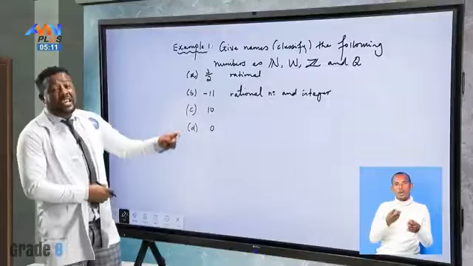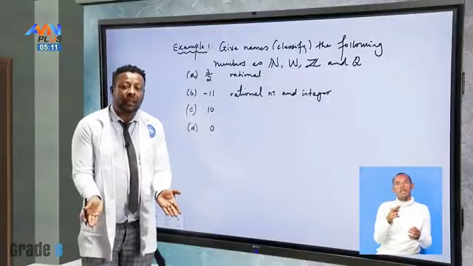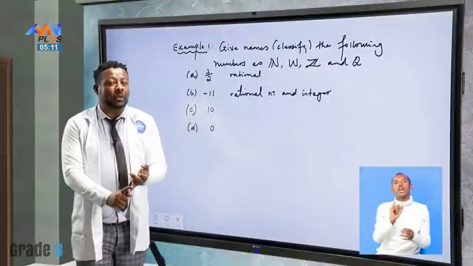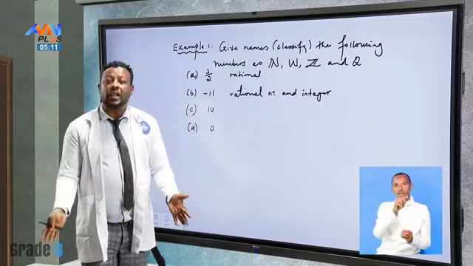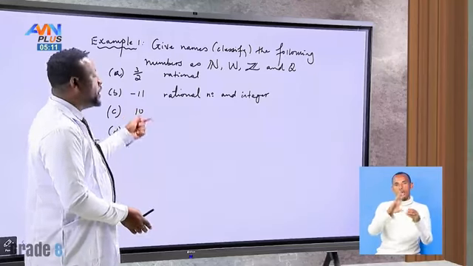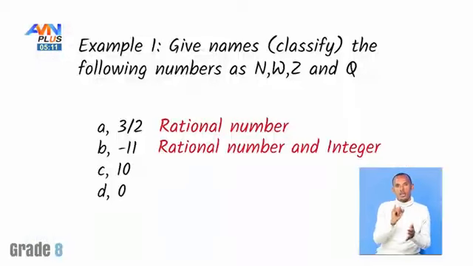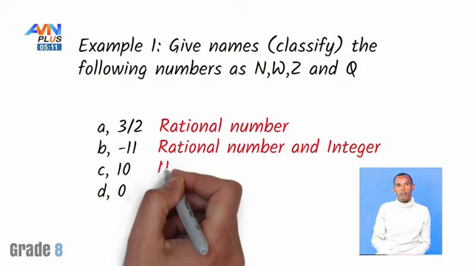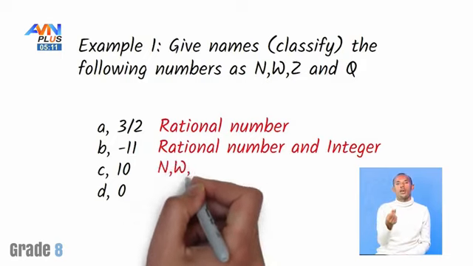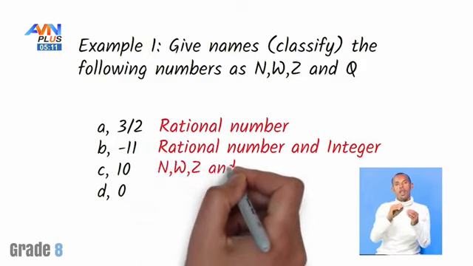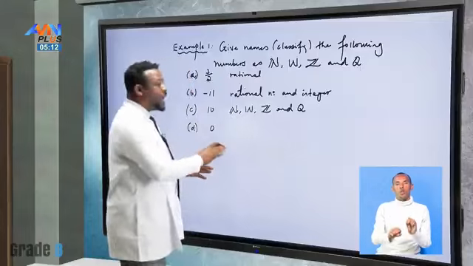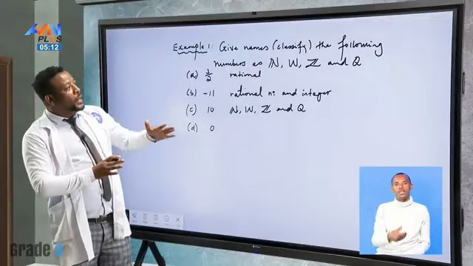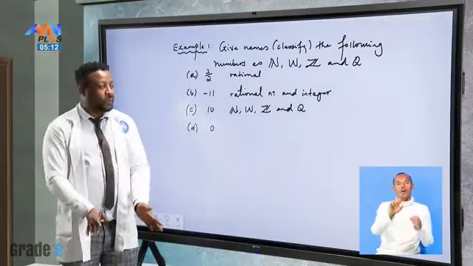When we come to the C case, in C we have number 10. 10 is obviously a natural number. It's a whole number. It's an integer. It's a rational number. So we can give naming. Let's make it short. I'm using the well-known notation for the sets: capital N, W, Z, and Q, right? So 10 can be a member of all those four sets, right?